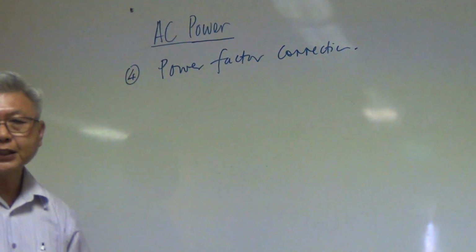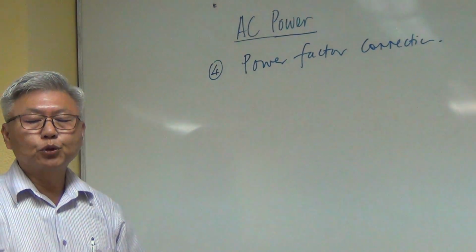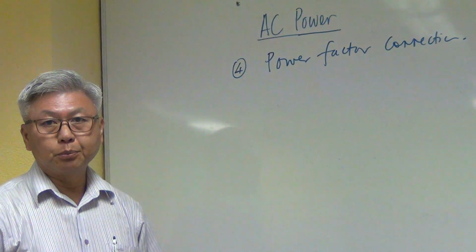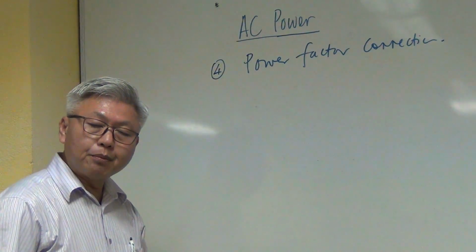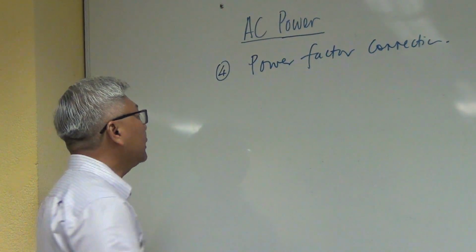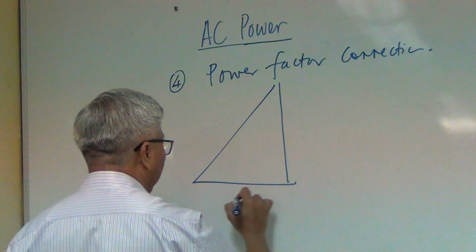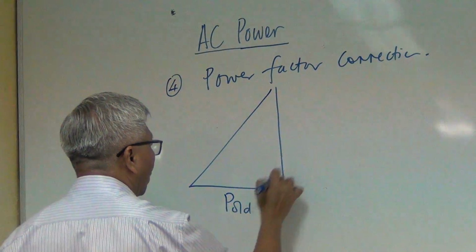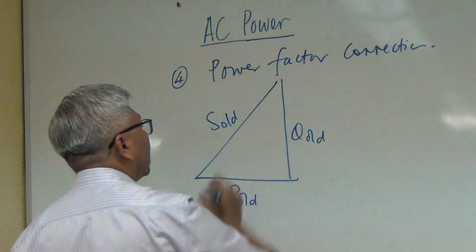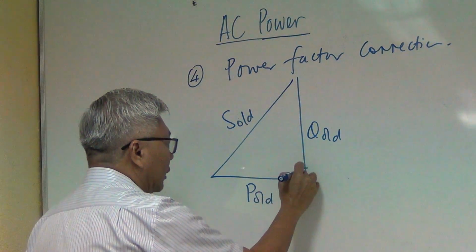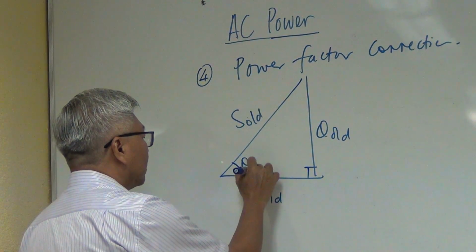Now, power factor correction is a method to improve the power factor. What is power factor? You still remember power factor is cosine theta, right? Now, basically, this is my power triangle: P, Q, and S, a right angle triangle with my theta.